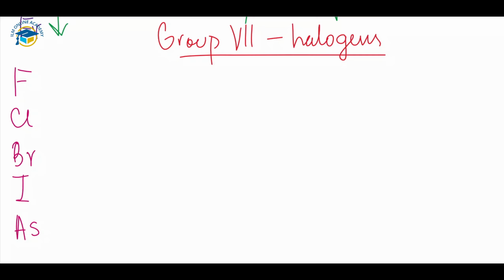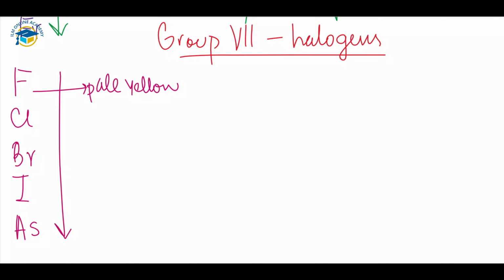In contrast with group 1, group 7 reactivity decreases down the group. If we move from top to bottom, reactivity decreases, fluorine being the most reactive and astatine the least reactive of all. Fluorine is a dangerously reactive pale yellow gas at room temperature. This is the color of fluorine.